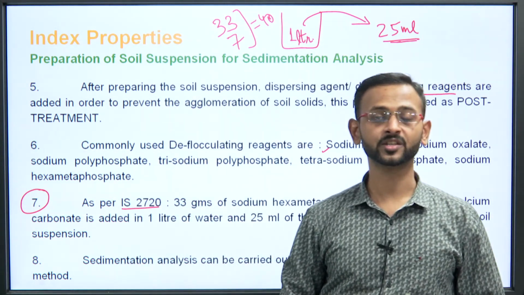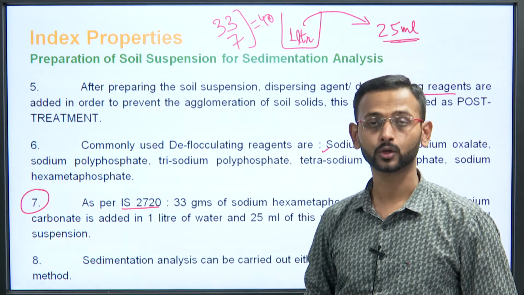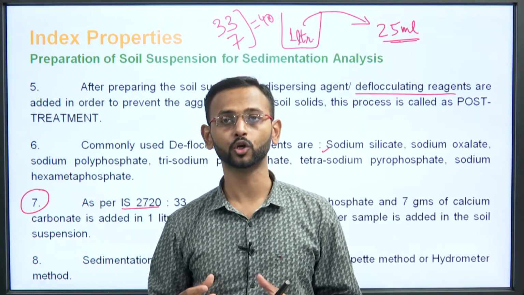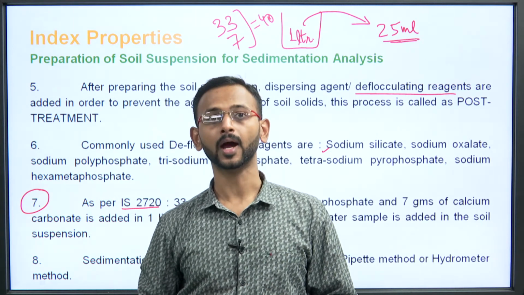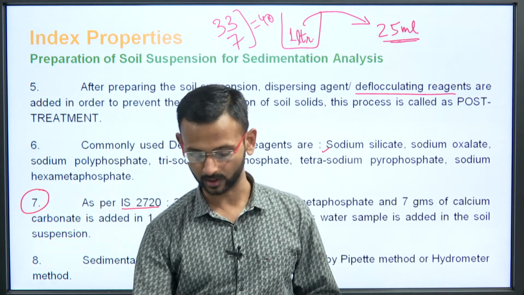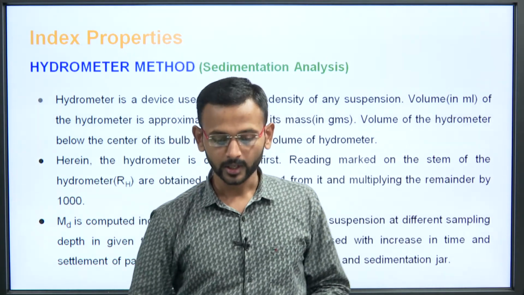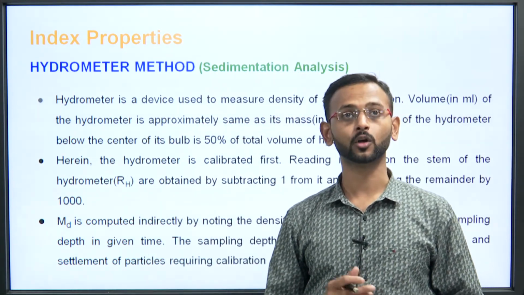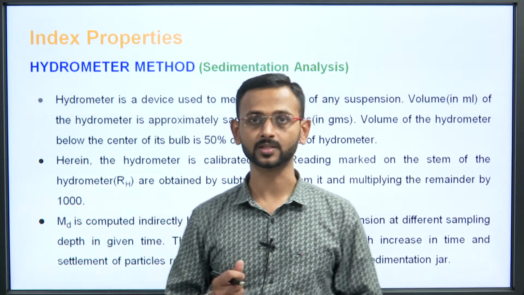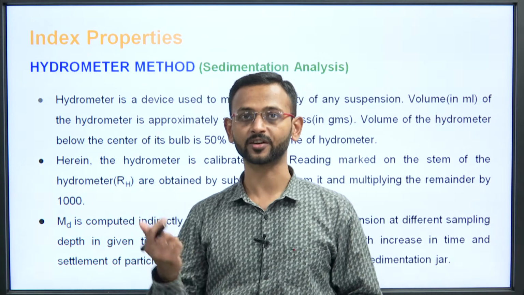Now, sedimentation analysis can be carried out by 2 methods, that is pipette method, wherein the soil suspension prepared volume is 500 ml, and hydrometer method, wherein the soil suspension volume prepared is 1000 ml. In the hydrometer method, first of all, what is hydrometer and how does it take place? How do we analyze the soil fraction?